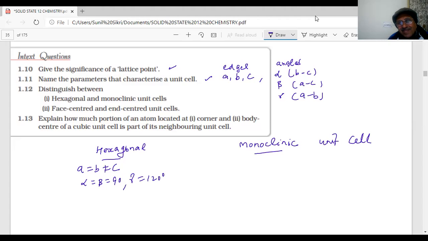For monoclinic, A is not equal to B and not equal to C. And for angles, alpha is equal to gamma is equal to 90 degrees, and beta is not equal to 90 degrees.